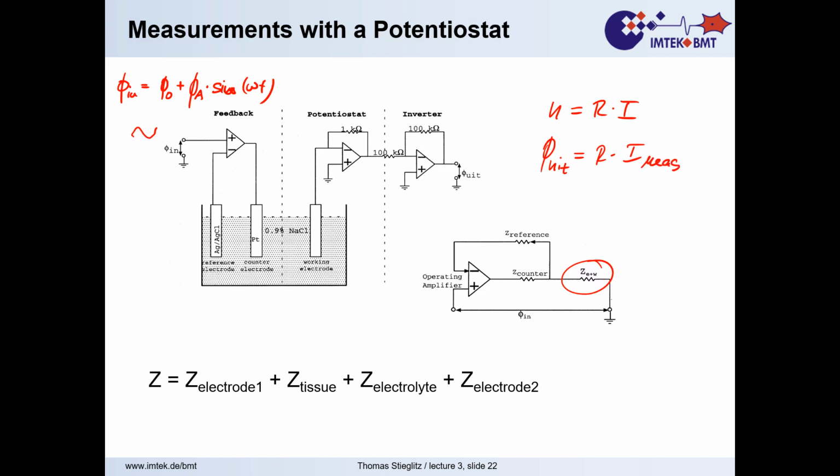That means our output potential is the resistance that we have here, 1 kilo ohm, times the measured current, and then we can divide the output voltage by a kilo ohm and get the measured current. And by that we have the current, input voltage, output current. We can divide that, see the phase shift, see the amplitude, and get the complex impedance by that.